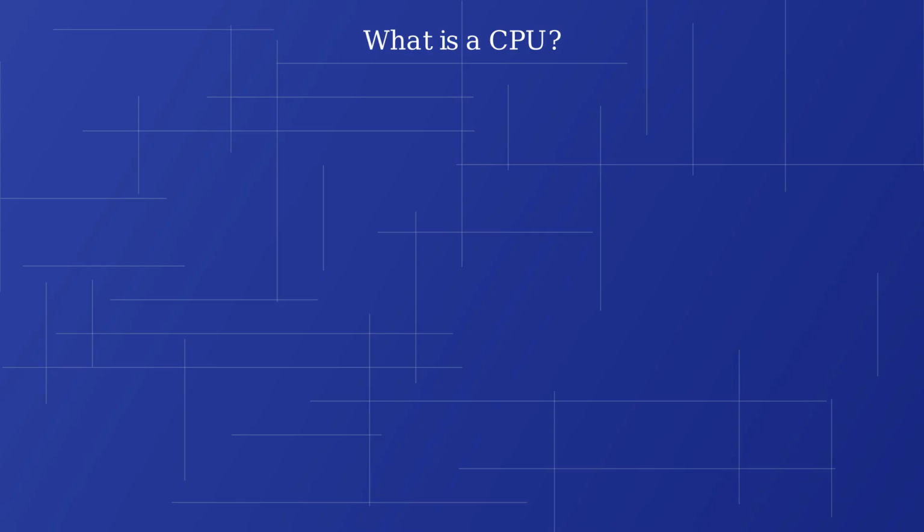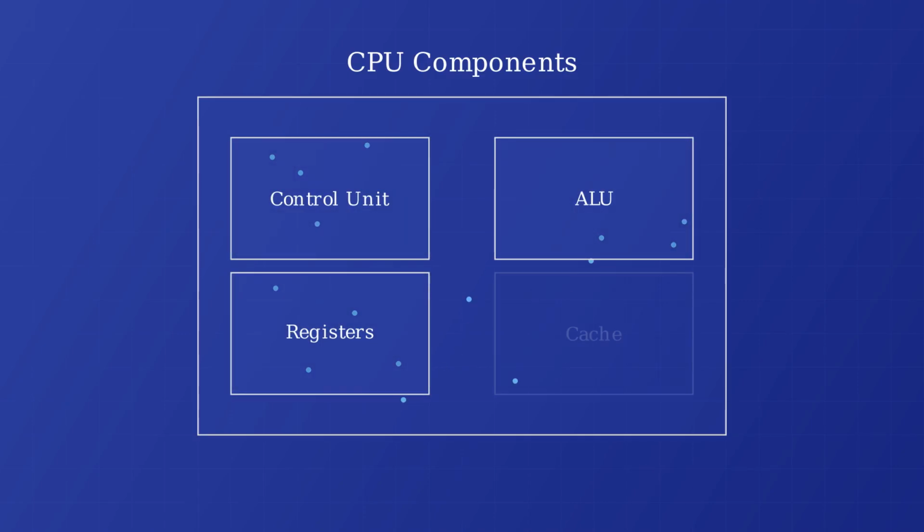Now that we understand what a CPU is, let's explore its components. A CPU consists of four main components that work together to process instructions and data. These components are the control unit, the arithmetic logic unit, registers, and cache memory.